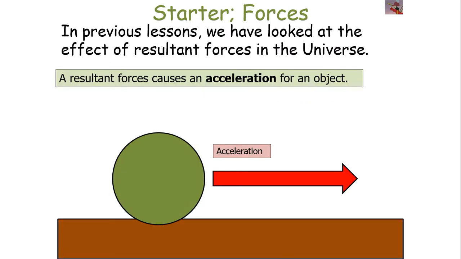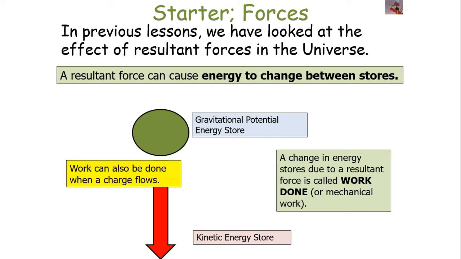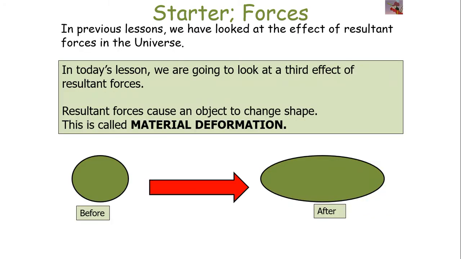Now, as mentioned in previous videos, we have looked at the effect of resultant forces in the universe. So a resultant force can cause an acceleration of an object. It can cause energies to change between stores. Now, when energy changes between stores due to a resultant force, we call that work done. But also be aware that work can also be done when a charge flows. Now, another effect of a resultant force is causing the material to change shape, which we call material deformation.